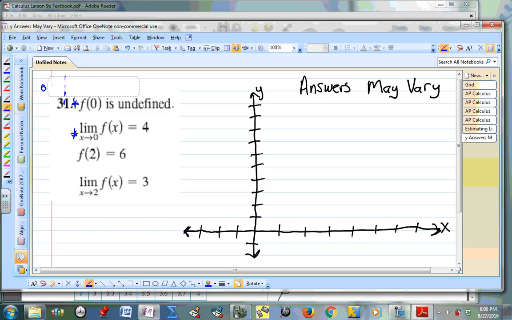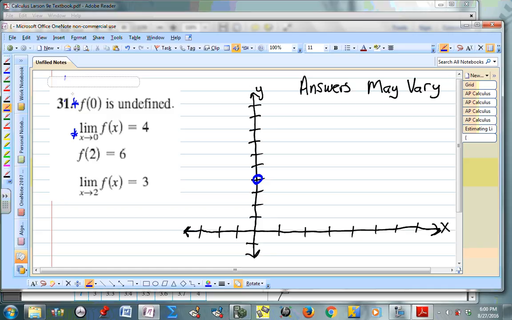Now let's piece these two together. If the limit exists, that means our function's approaching the same value from the left and the right. And if at x equals 0, our function's undefined, that must mean there's a hole. So there's going to be a hole in the graph when x is 0 and y is 4. Okay? All right, let's keep going.